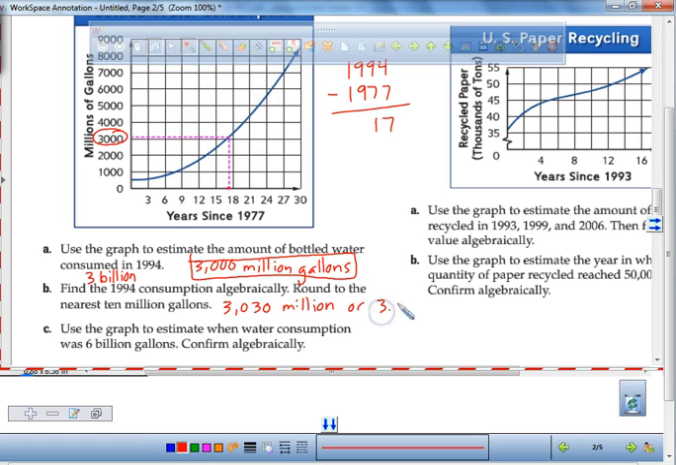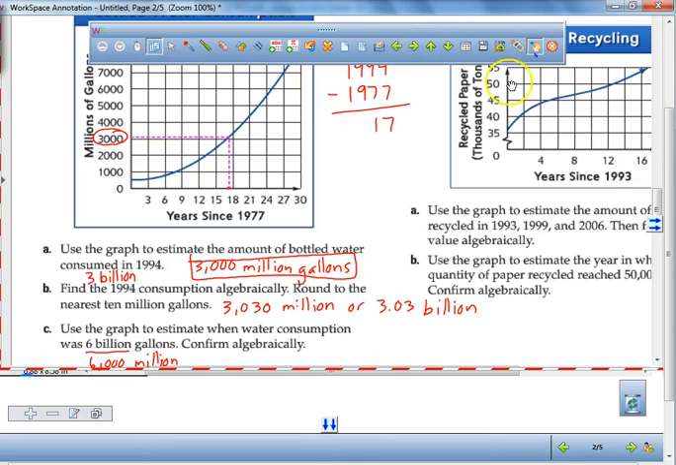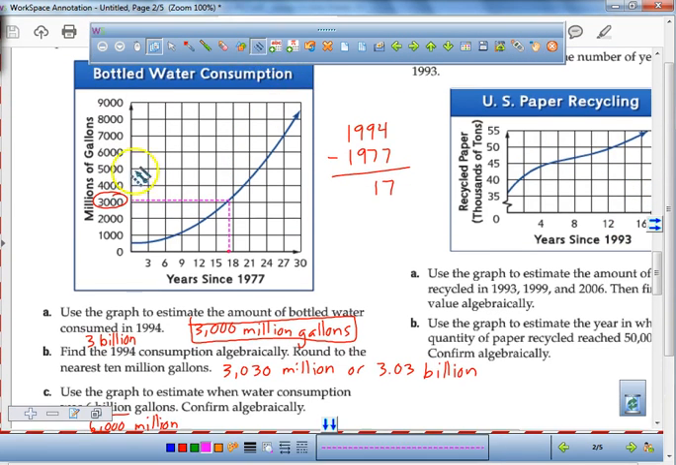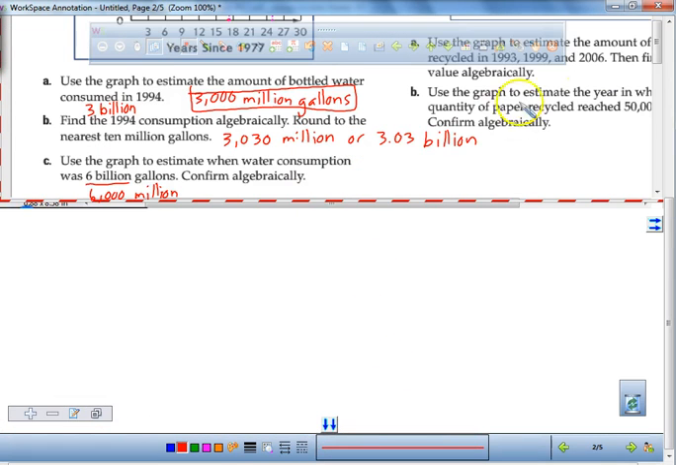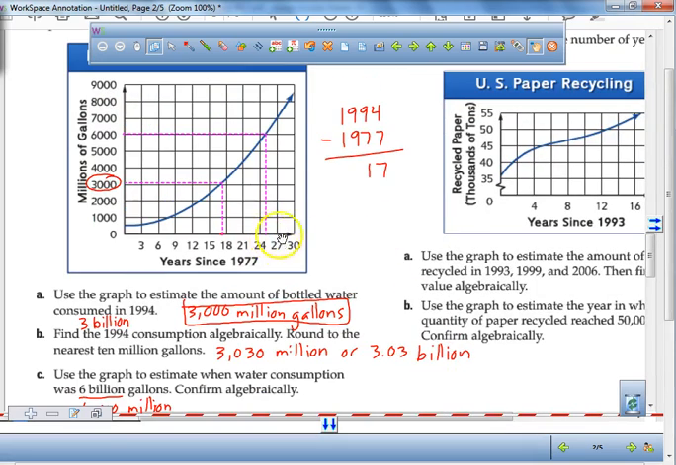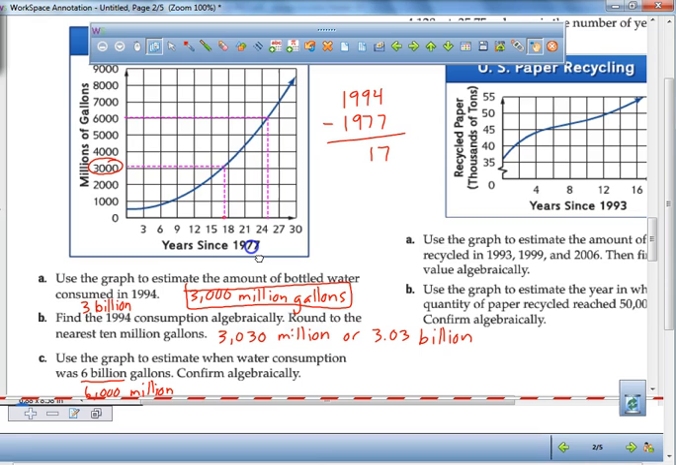Or if you wanted to go 3.03 billion, that's fine. And then see, it says use the graph to estimate when water consumption was 6 billion. Well, that's the same as saying 6,000 million. So really all you're going to have to do is go over and go down. Yeah, very good. So you go over here, go over, and then go down. So if you had to guess how many years since 1977, it would be.